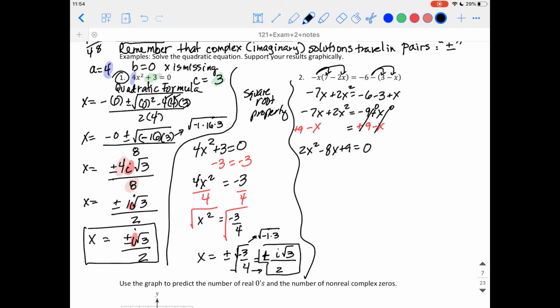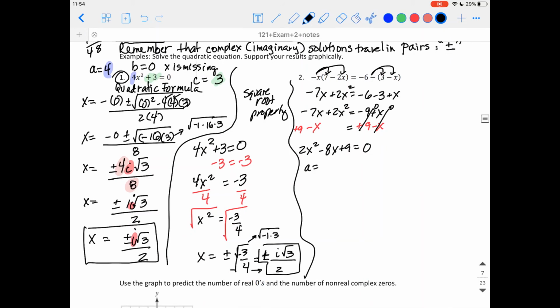So I could spend some time trying to see if it's factorable. I know I can't, a 2 and an 8 and a 9 don't have anything in common other than 1. I'm going to tell you right now it's not factorable. And so the process that always works is either completing the square or using the quadratic equation.